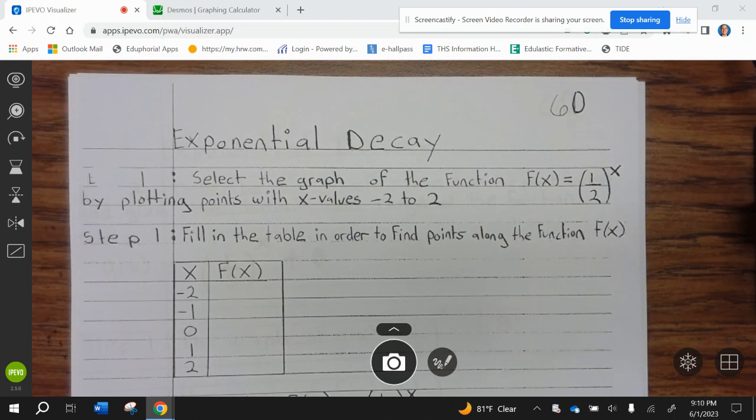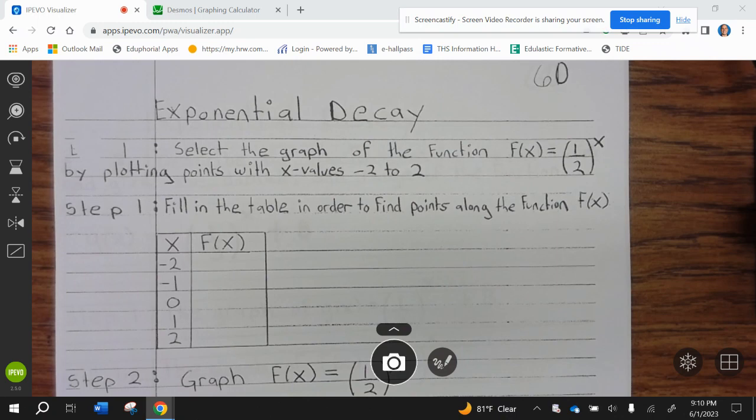Okay, Wildcats, everyone, journal page 60, exponential decay. Select the graph of the exponential function f of x equals 1 divided by 2 to the x power by plotting points with x values -2 to 2.